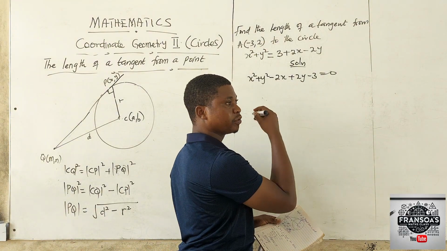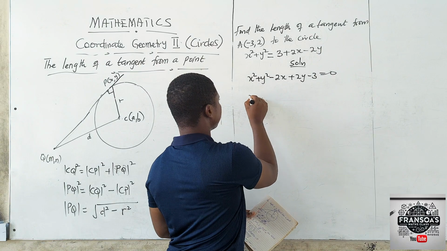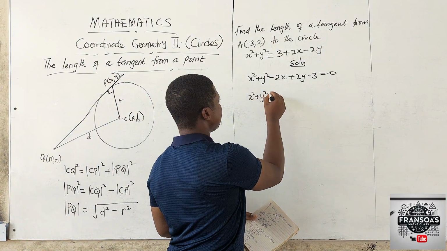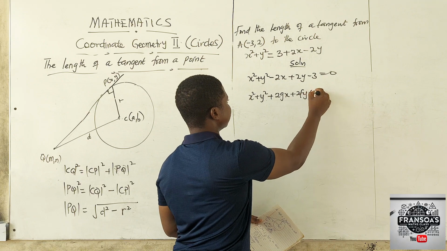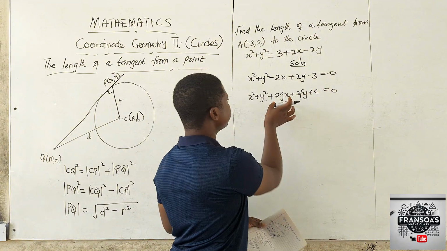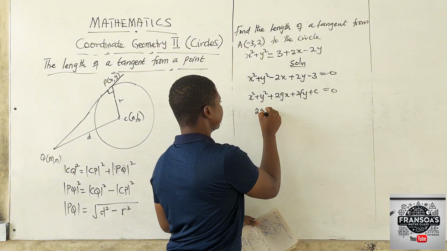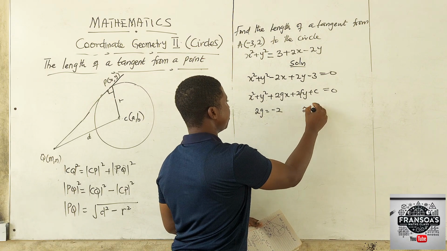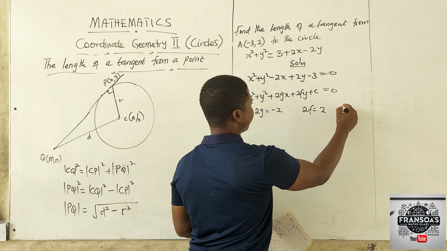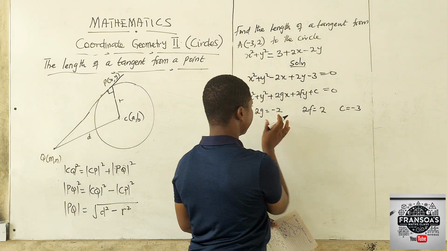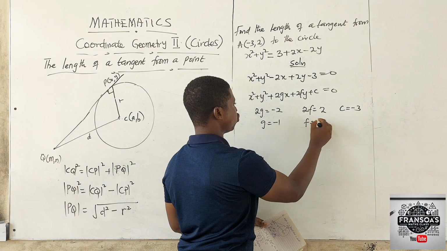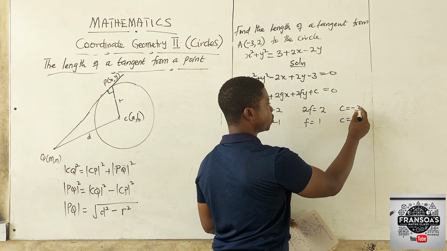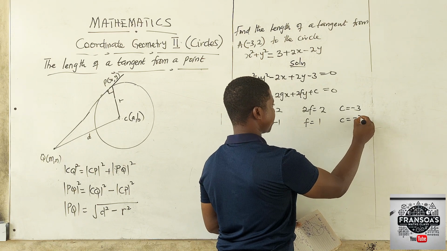We can do that by comparing coefficients. We have x squared plus y squared plus 2gx plus 2fy plus c equal to 0. When you compare, it means 2g is equal to -2 and 2f is equal to 2, with our c being equal to -3. So our g becomes -1, our f is 1, and our c is equal to -3.